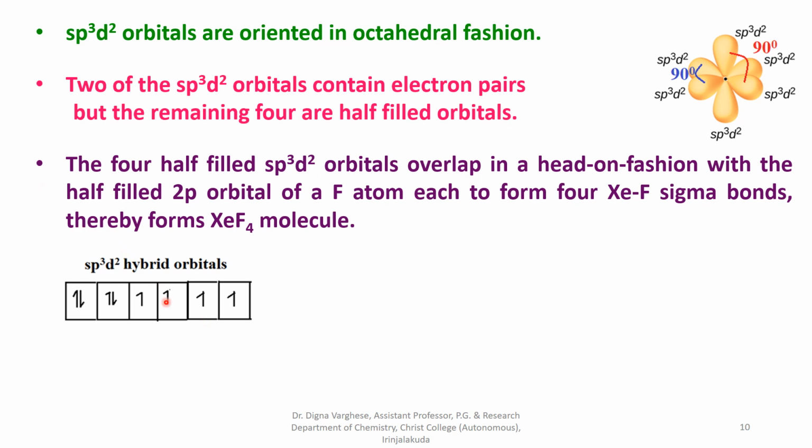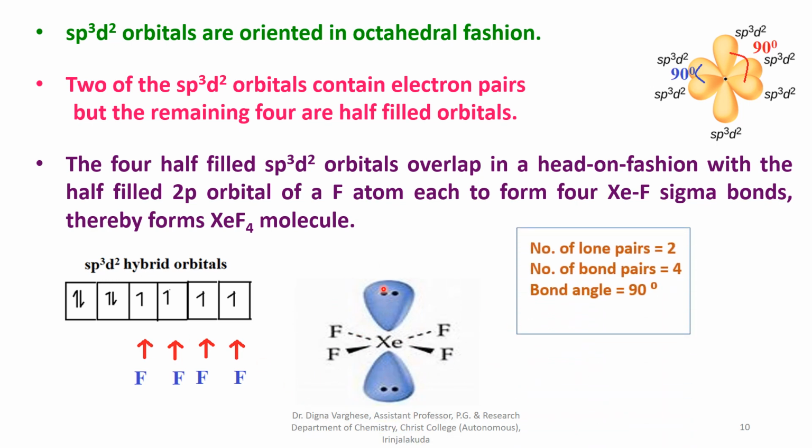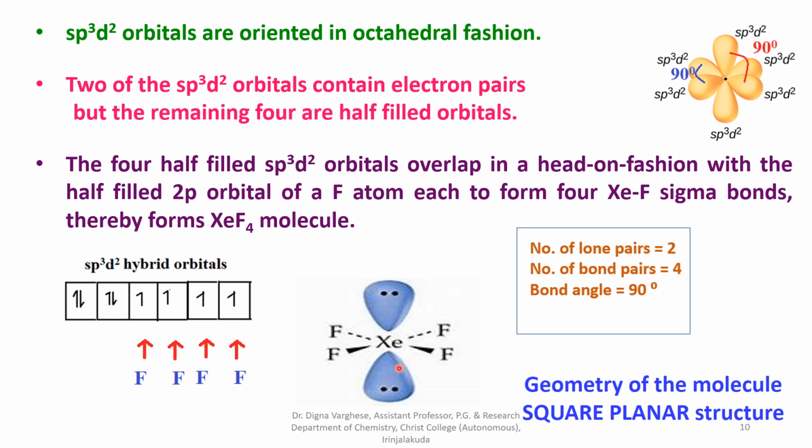The 4 half-filled sp3d2 orbitals overlap in a head-on fashion with the half-filled 2p orbital of a fluorine atom, forming 4 Xe-F sigma bonds. Thereby forms the XeF4 molecule. In this case, the number of lone pairs is 2, the number of bond pairs is 4, and the bond angle is 90 degrees. The electronic structure of the molecule is octahedral, but the geometry of the molecule is square planar.